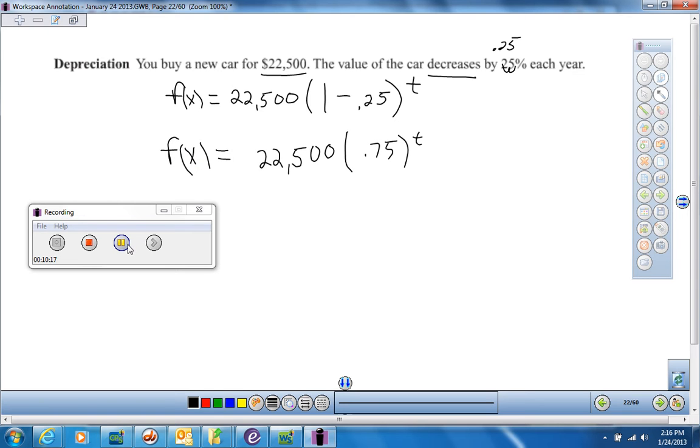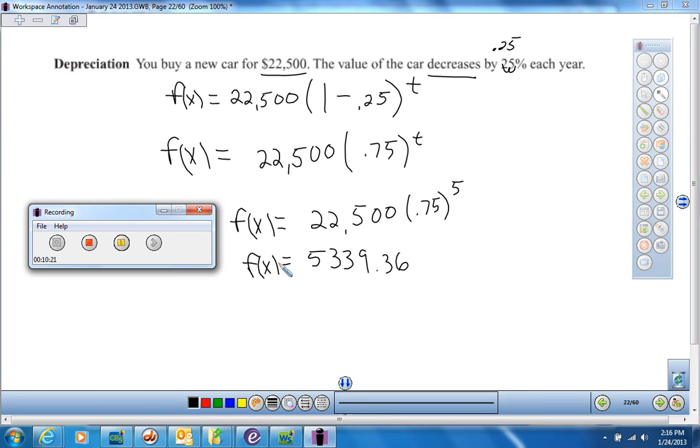See what the car is worth after 5 years. Alright, so after 5 years, that car we just had to have, we paid $22,500 for, is worth $5,339.36. If you can do these types of problems and the ones earlier, you'll do well on the quiz. Good luck.